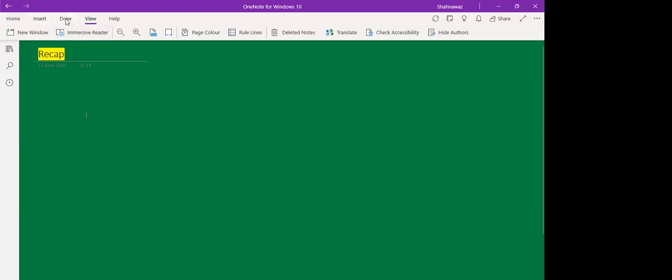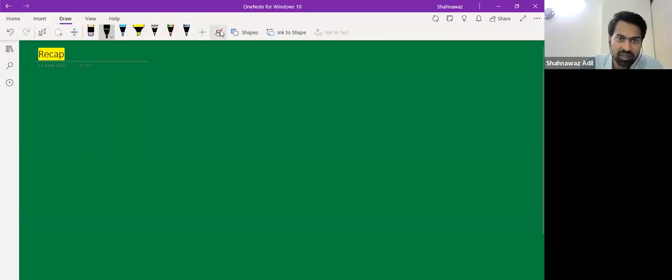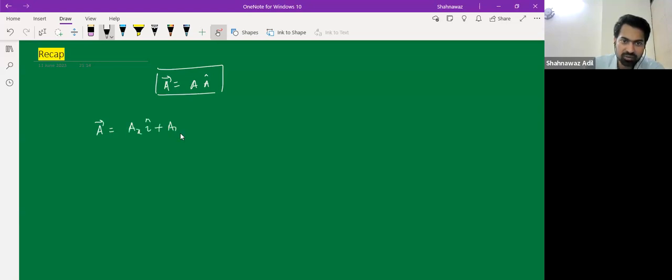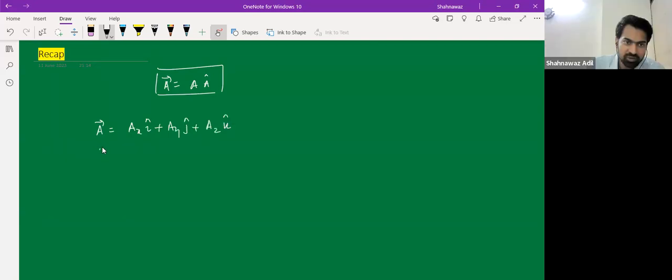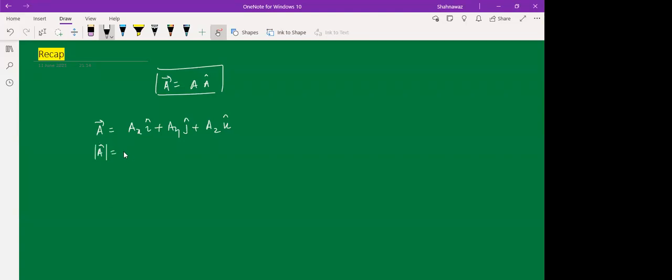Okay. So we learned that we can represent any vector like this, right? And then we learned that you can write the vectors in the Cartesian form, and the Cartesian form you will have this kind of form. And what is the magnitude of this vector? Magnitude will be root of ax square plus ay square plus az square.